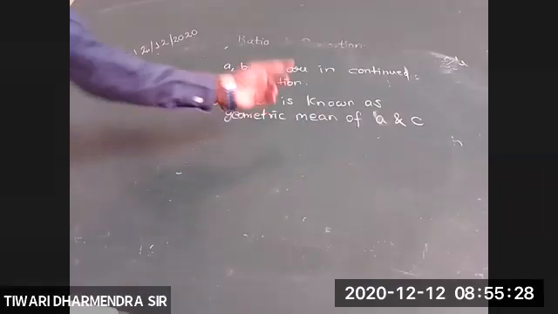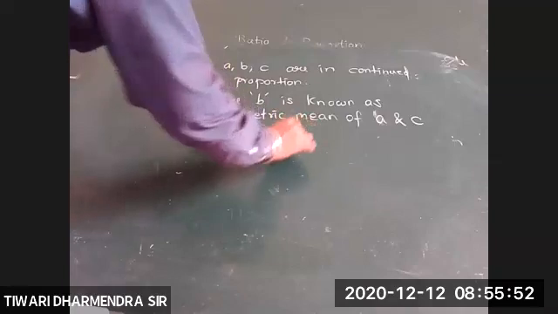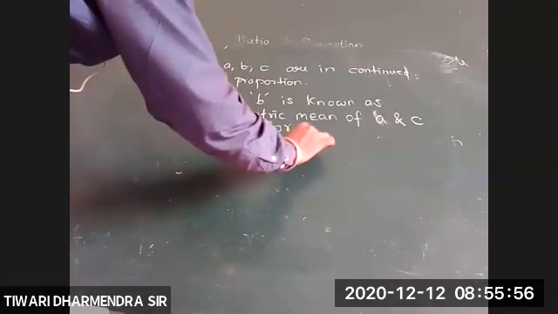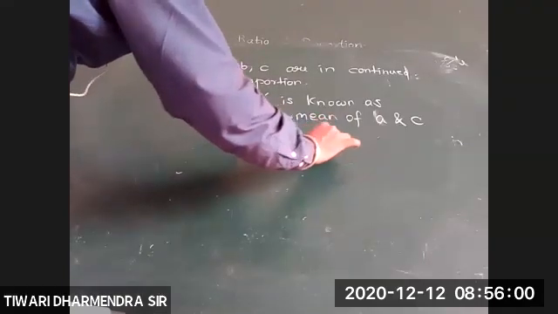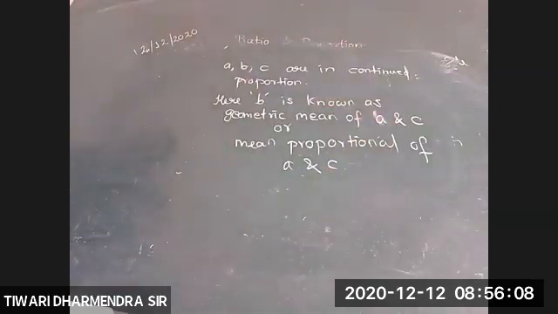So please remember this. If three numbers, that is A, B, and C, are in continued proportion, then out of these three numbers, B is known as the geometric mean of A and C, or sometimes it is also termed as mean proportional of A and C. Hope you understood this.